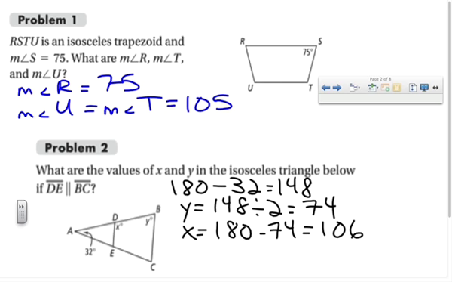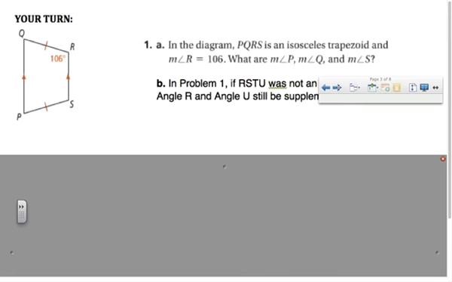Okay, another way to think about it, let's come back to this diagram. See these parallel lines? Notice that this angle R and this angle U are same side interior angles. Remember from way back in chapter 3, that makes them supplementary. All right, so you have your turn for problem 1 to be working on within your groups.